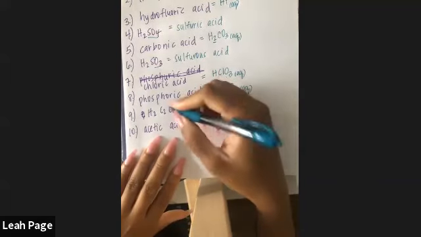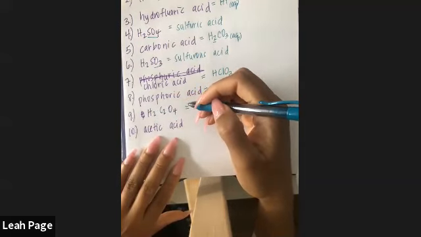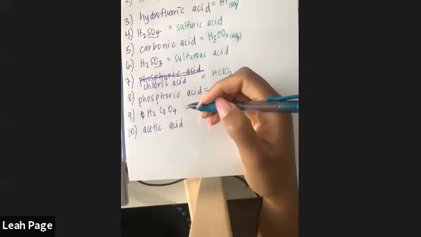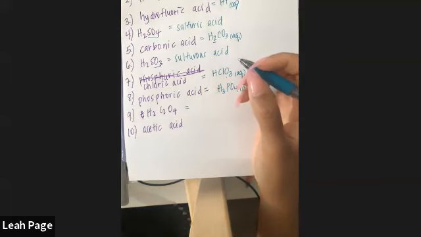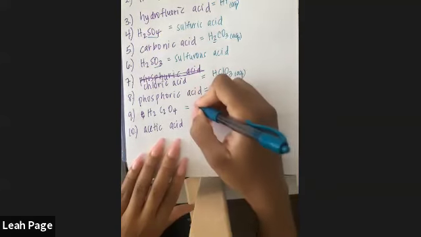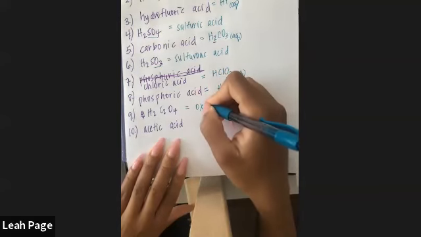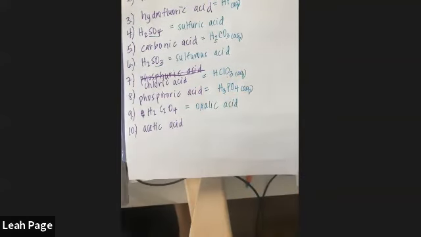And then does anyone recognize what this polyatomic ion is? I guess it tells you. Oxalate. So if it's oxalate, what would it be as an acid? Oxalic. Yep, just oxalic acid. Remember, we're just changing our ate to ic.